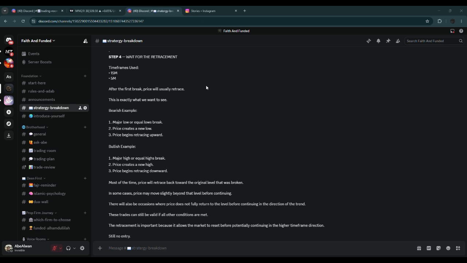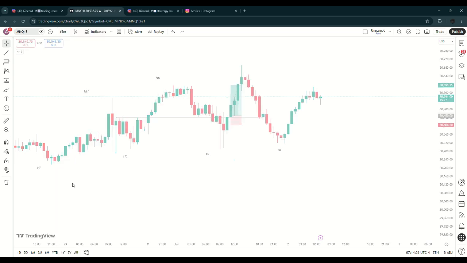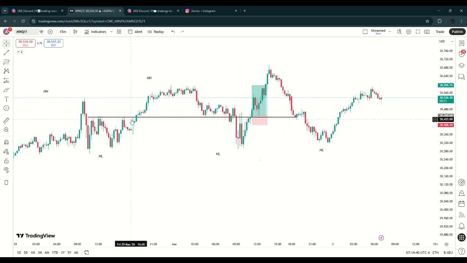Step four, we wait for the retracement. So after it breaks, let's look at this for example. After this got broken, we want to scale down to the 15-minute chart. After 450, this level right here got broken, we do not enter. We simply want price to retrace back down to the same level it broke. We never enter on the first move. We always enter on the second move.